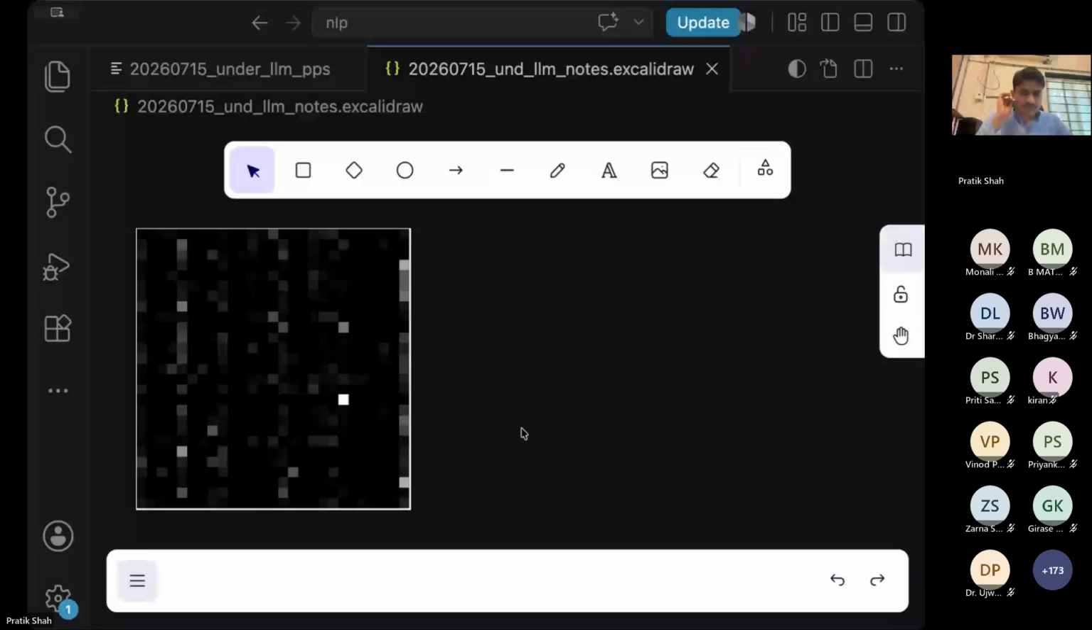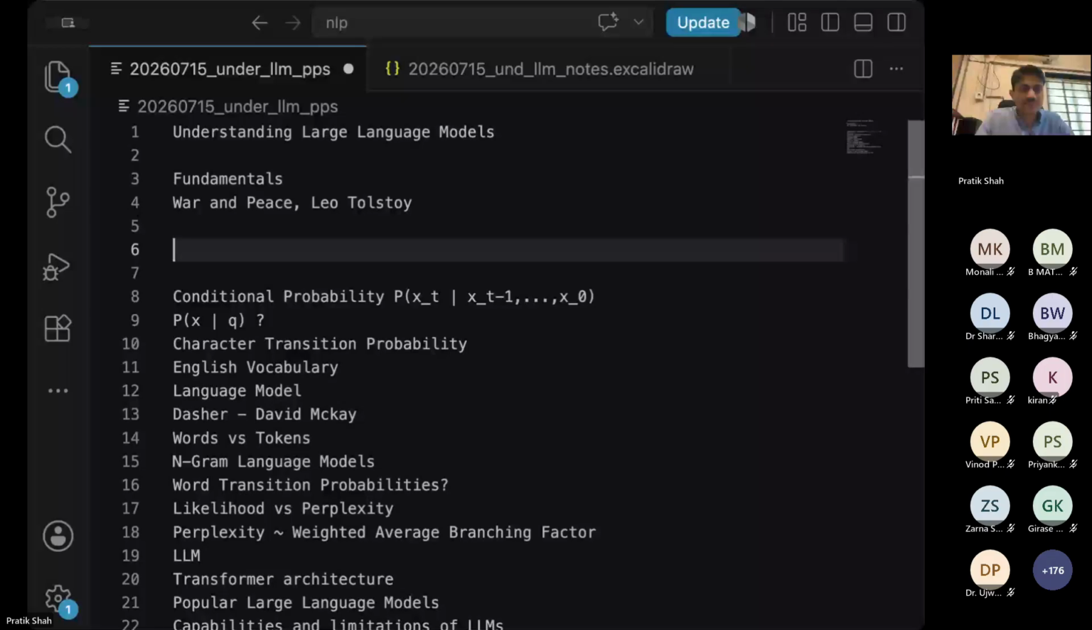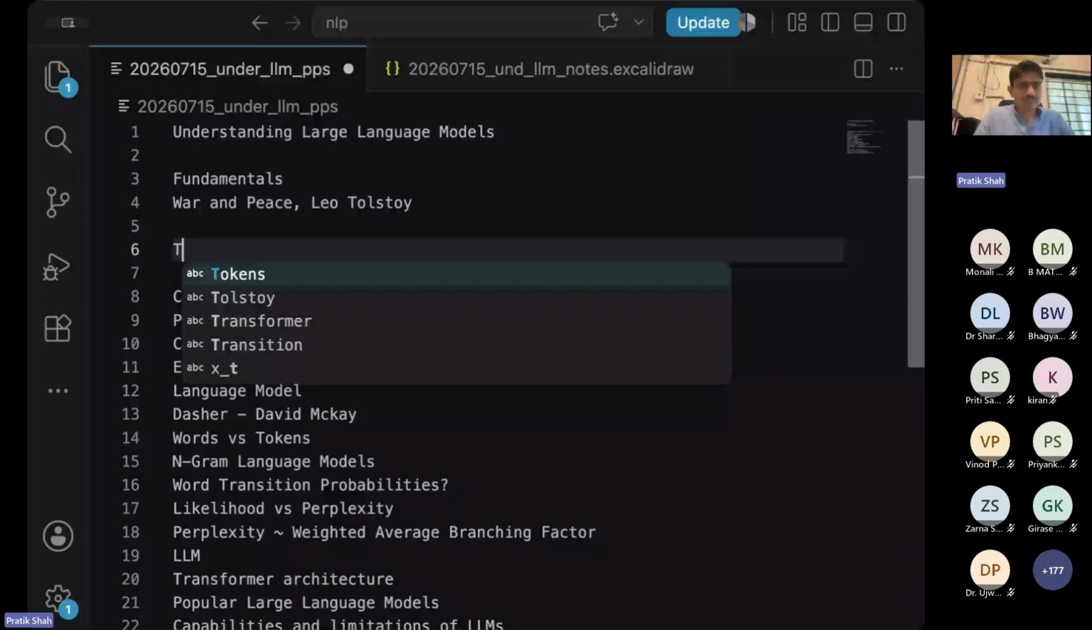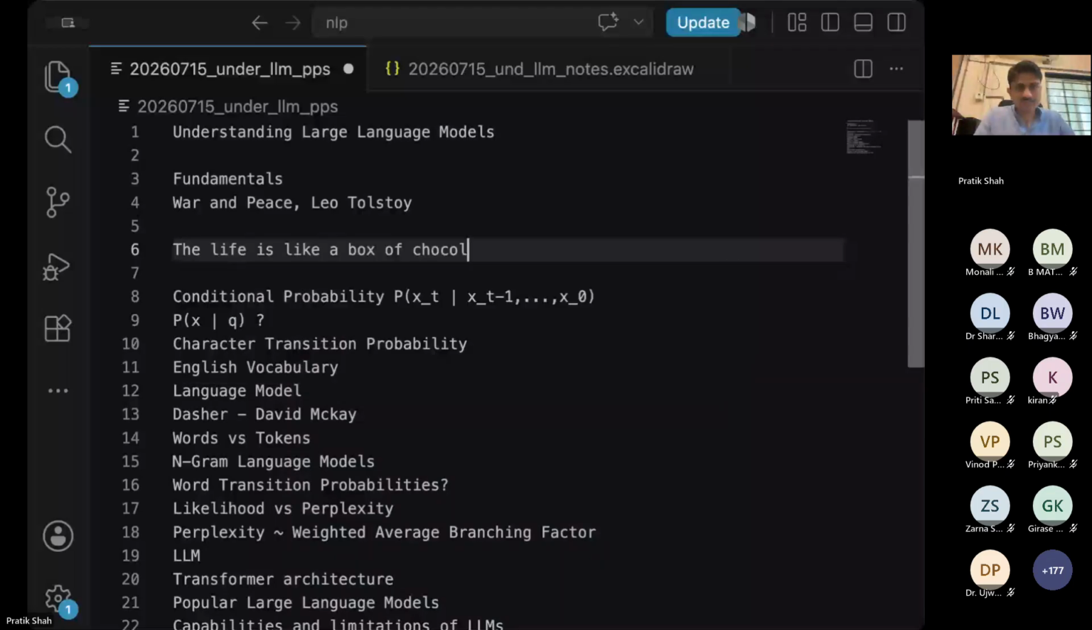Don't worry. So this 27 by 27 image essentially is some sort of a transition probability where going through Leo Tolstoy, we try to figure out, I'll give you an example. I have a sentence which says life is like a box of chocolates. Correct.